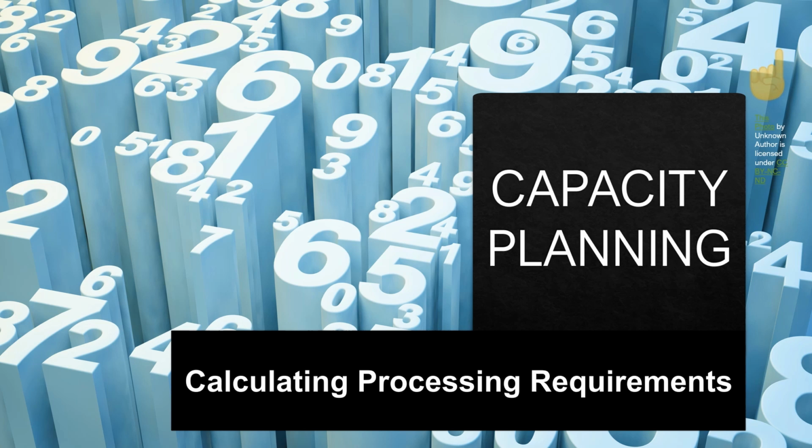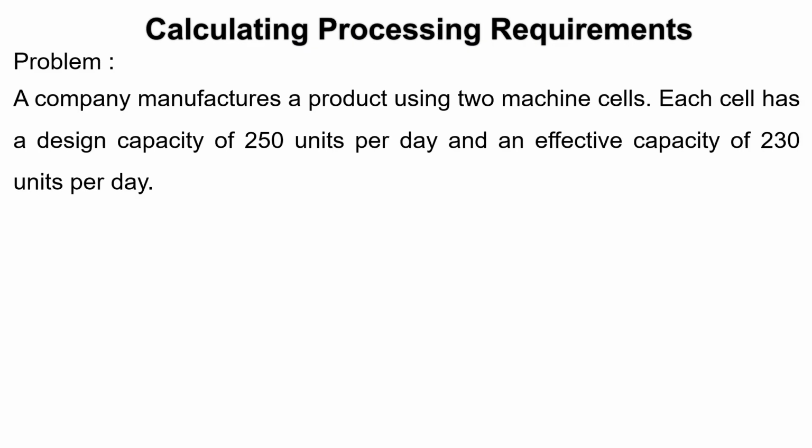Hello everyone. In this video, we will learn how to find the number of needed machines for a certain task by solving a problem. A company manufactures a product using 2 machine cells. Each cell has a design capacity of 250 units per day and an effective capacity of 230 units per day.